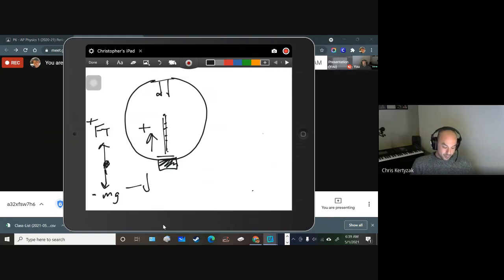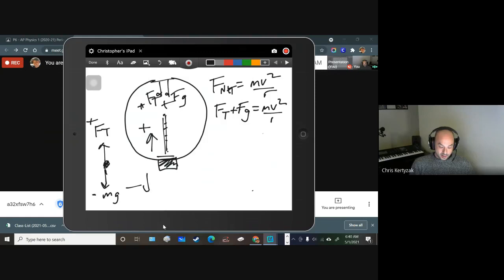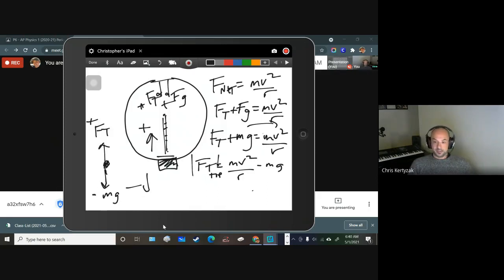At the top, both forces are down. Fg is down, Ft is down. Those are both positive, plus, plus. The net force is mv squared over r. So we end up with Ft plus Fg equals mv squared over r. The one that's re-expressible is Fg as mg, of course. And then if we're solving for Ft, we would just move our mg over to the right side, and we end up with mv squared over r minus mg. This is at the top. This is the magnitude, of course, of the tension at the top.